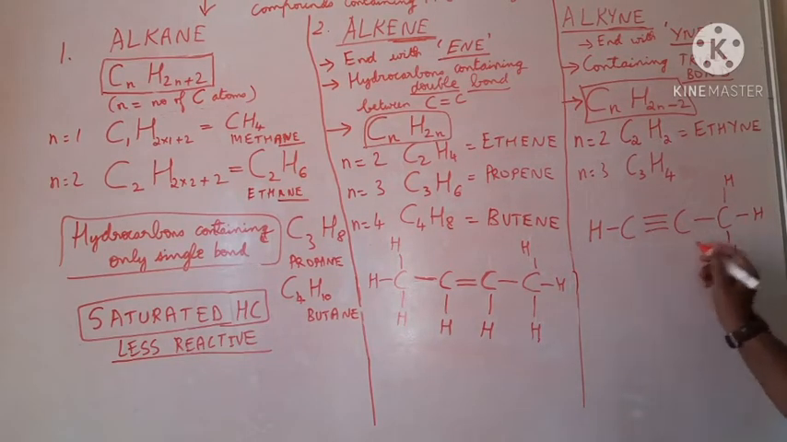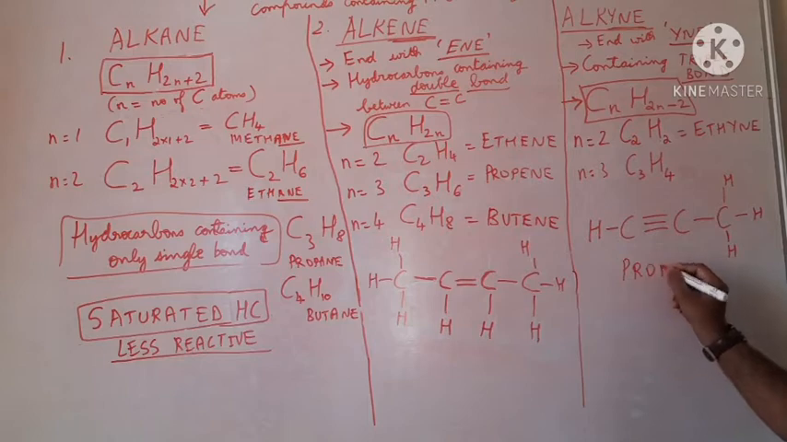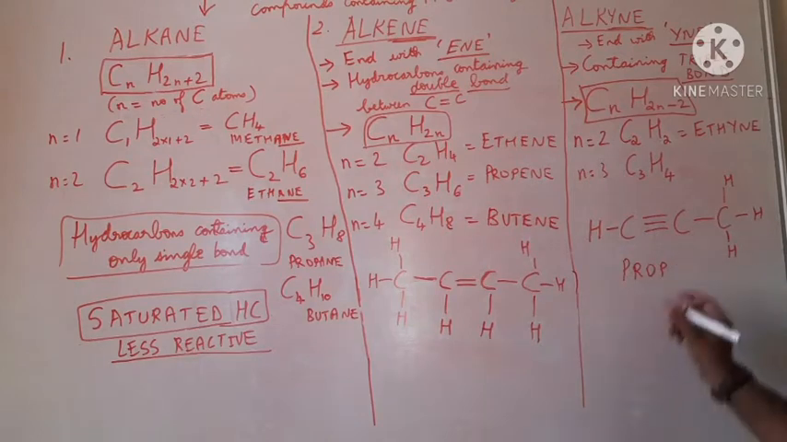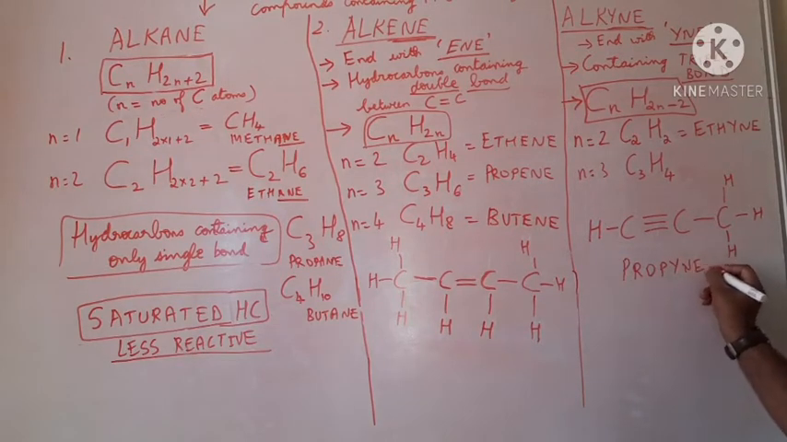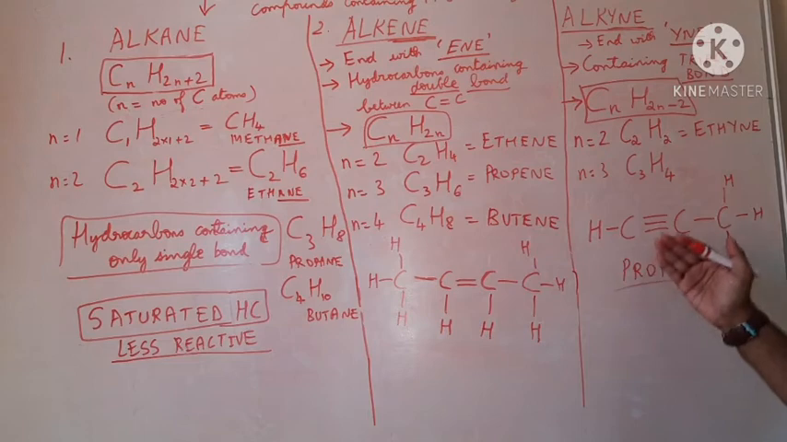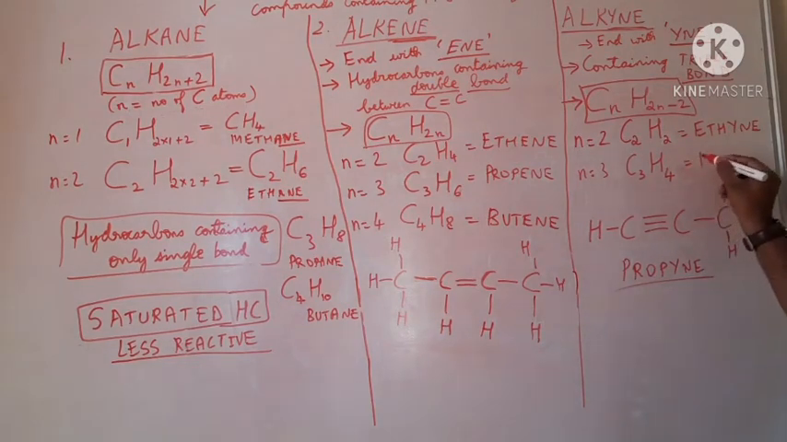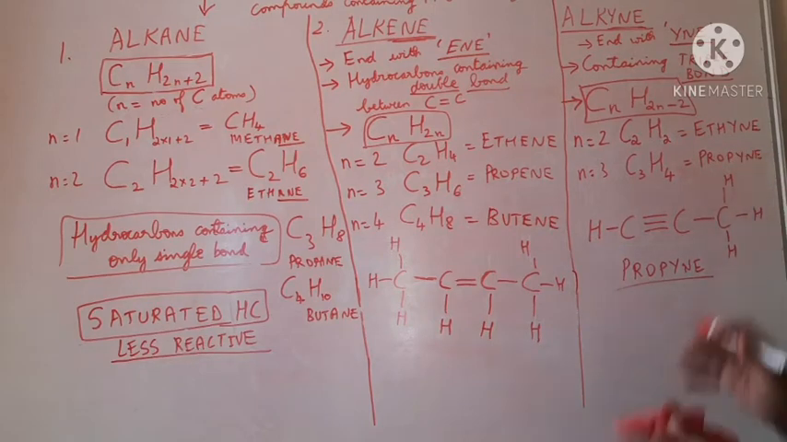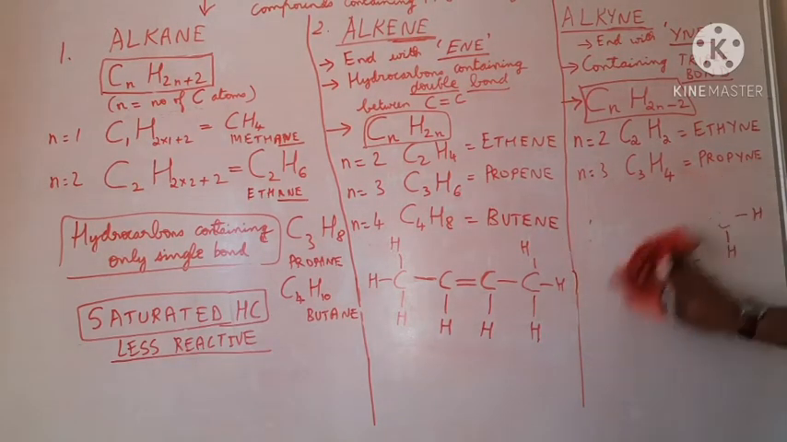Name, because there are 3 carbon atoms, the name begins with prop. Because it is an alkyne, the name would be propyne. So that is how we can write the structures of alkynes. Let us do one more.